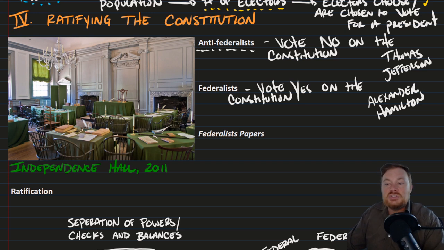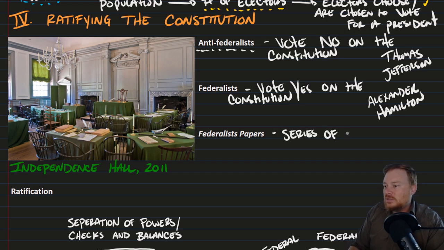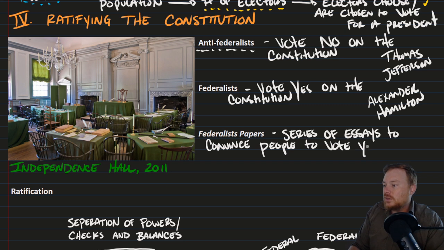And so in each individual state, they took a look at this document and they debated and argued: do we want to vote yes on this? Do we want to vote no on this? Now, in order to push the yes side to win, the Federalists published a series of documents called the Federalist Papers. So these were a series of essays to convince people in states to vote yes on the new Constitution.